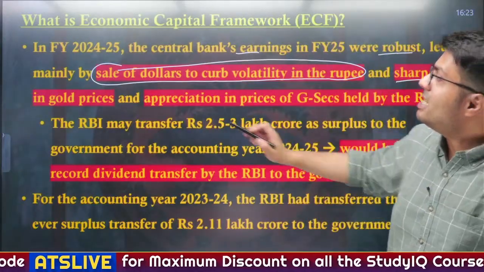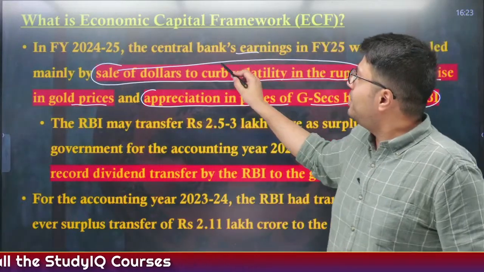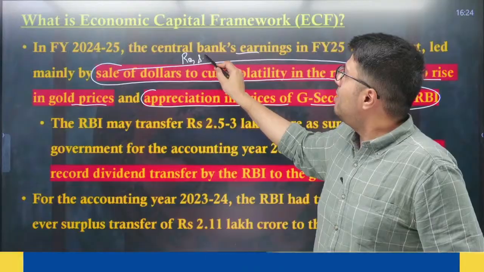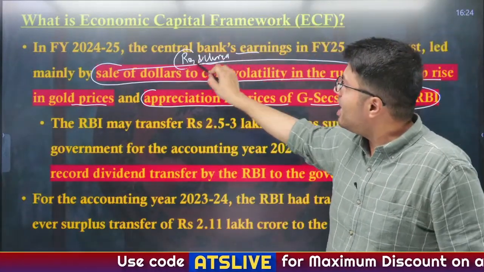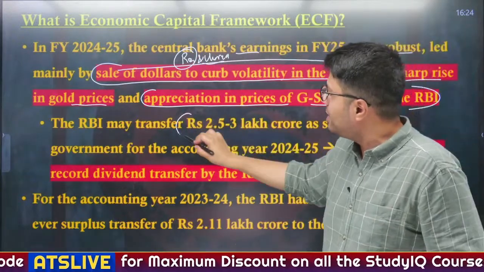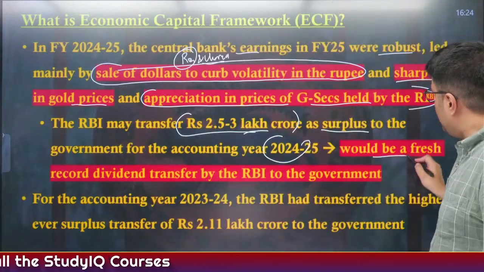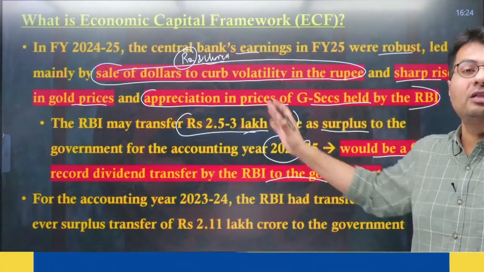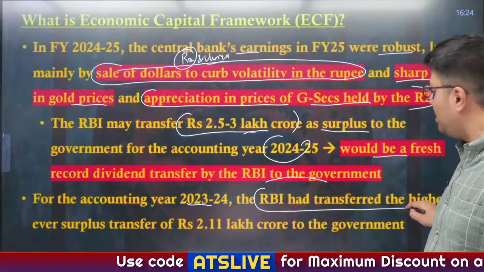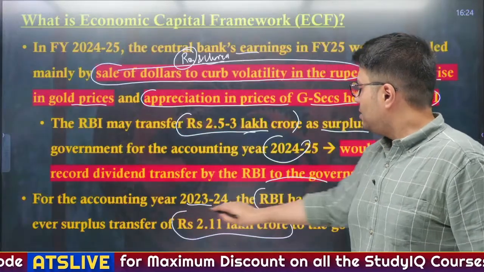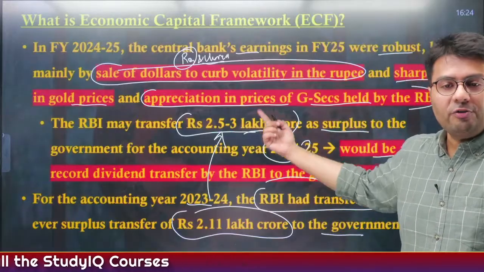Similarly, there was a sharp increase in gold prices and also appreciation in the prices of government securities held by RBI. So all of this leads to what? Realized and unrealized profit, right? Therefore, the overall earning of RBI increased, and its realized profit might also have increased, and therefore RBI is expected to transfer 2.5 to 3.5 lakh crore rupees as surplus to the government this year, which would be the highest dividend ever transferred. The last record was only the previous year, when RBI transferred 2.11 lakh crore rupees to the government as dividend. Now it is expected that this year it would be more, between 2.5 to 3 lakh crore rupees.